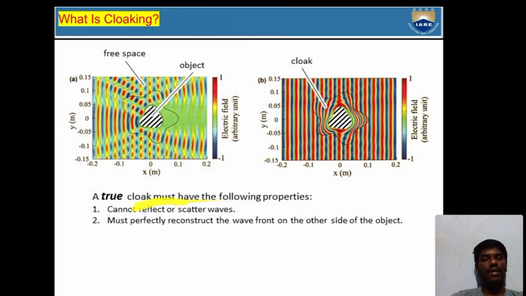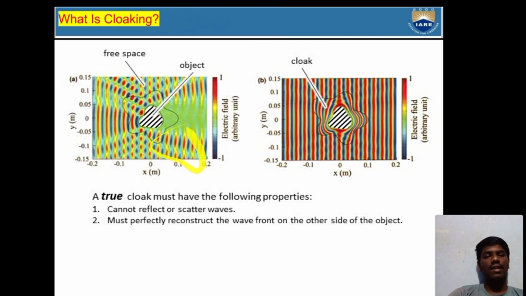What is the meaning of reflecting? Reflecting is like the reflection of light, or scattering. Scattering means when it absorbs light, it splits the rays in all 360 degrees in the same amount. It should not do this reflection and scattering. And the second property: it must perfectly reconstruct the wavefront on the other side of the object. If you send one wavefront in from the beginning, it should produce the same wavefront on the other side of the object.